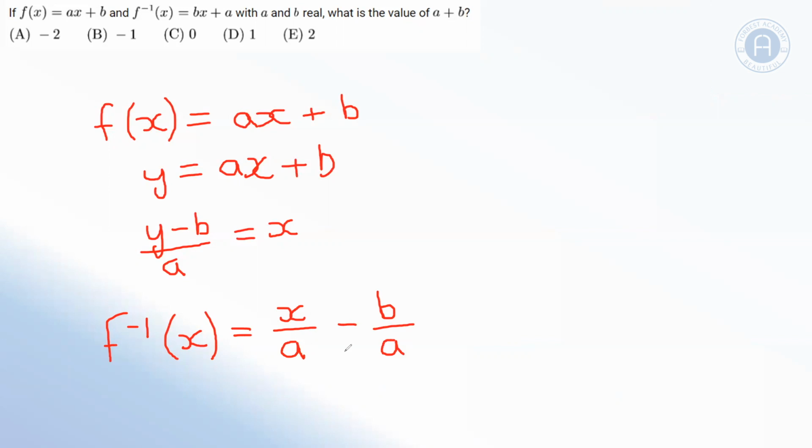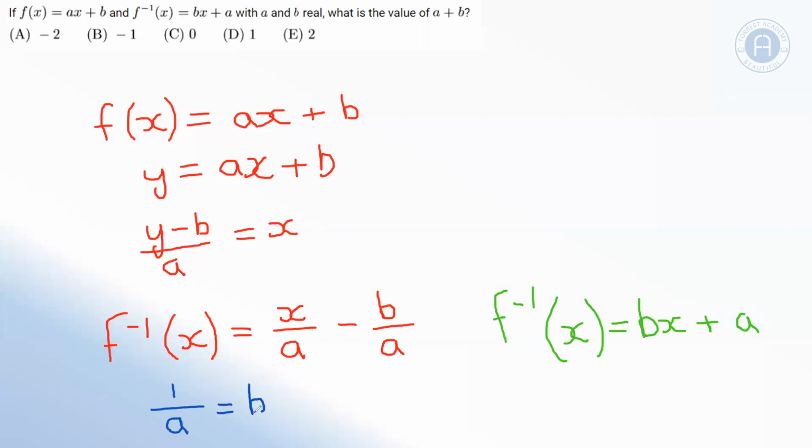Now, if we compare this inverse function we've just worked out to the one we've been told, that our inverse function is bx plus a, these two functions must be the same, therefore 1 over a must equal b, and negative b over a must equal a.